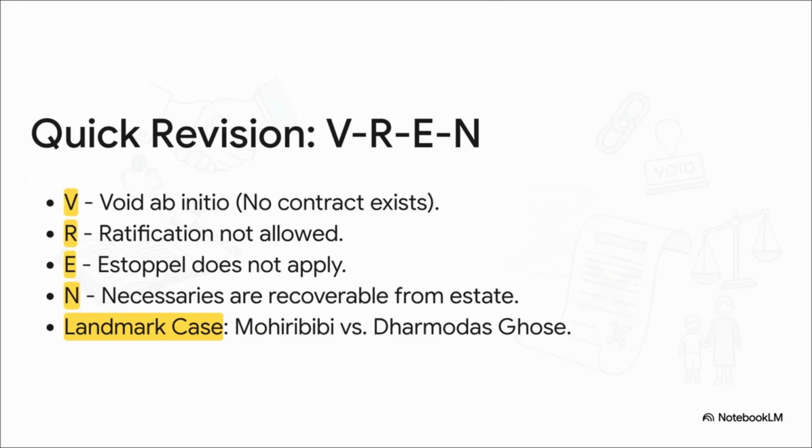For quick revision, remember the VREN rule. V stands for void ab initio, R for ratification not allowed, E for estoppel does not apply, and N for necessaries are recoverable from the estate. And always remember the landmark case, Mohiri Bibi versus Dharmadas Ghosh.